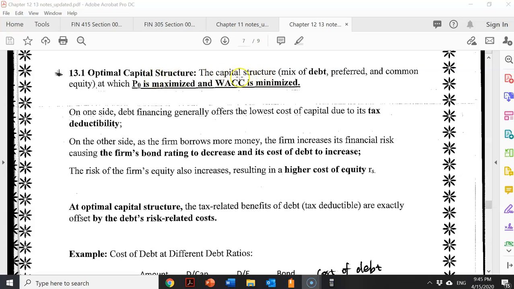We think the best capital structure is when our stock price is maximized and our WACC is minimized. And oftentimes, these two conditions are consistent with each other. They happen at the same time.